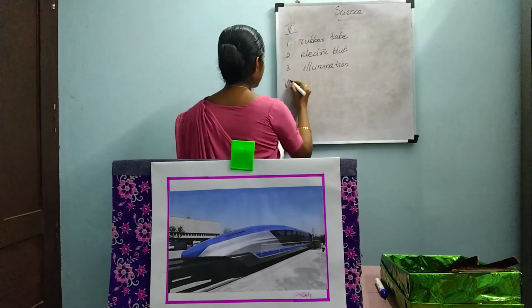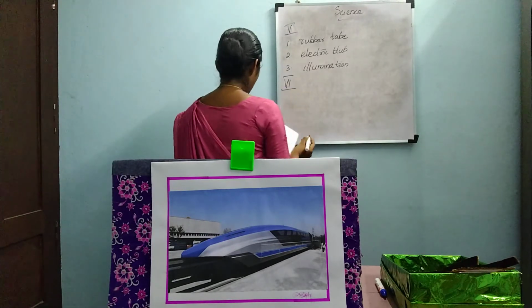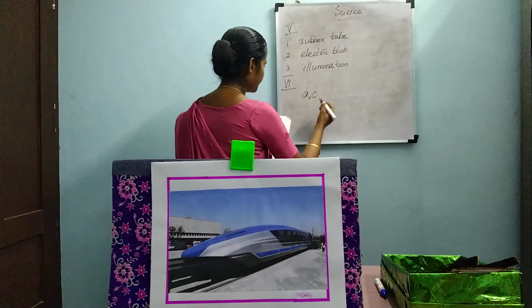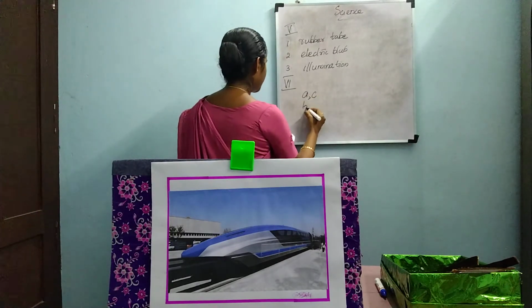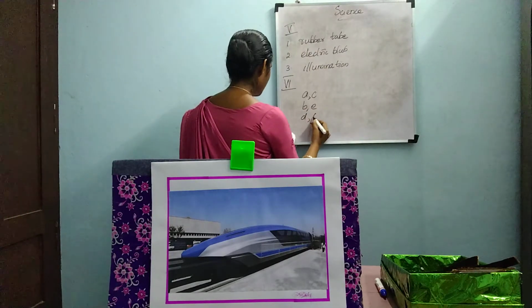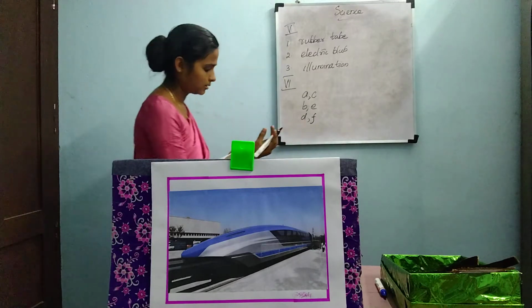And Roman number 6. Answer is A and C are same. B and E are same. D and F are same. Okay.